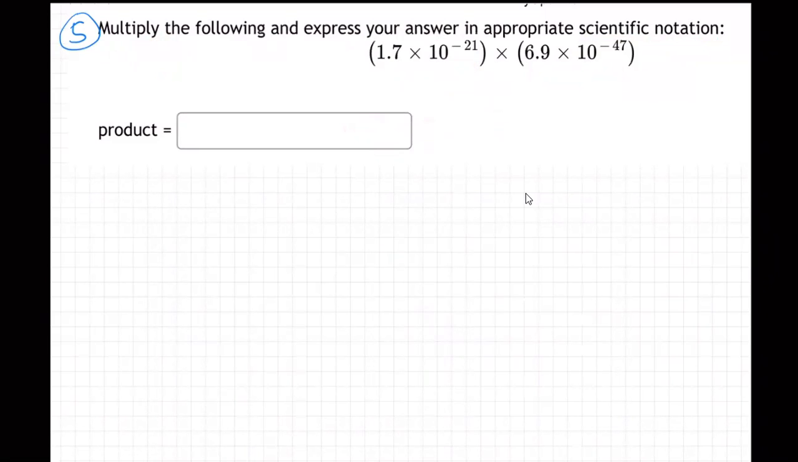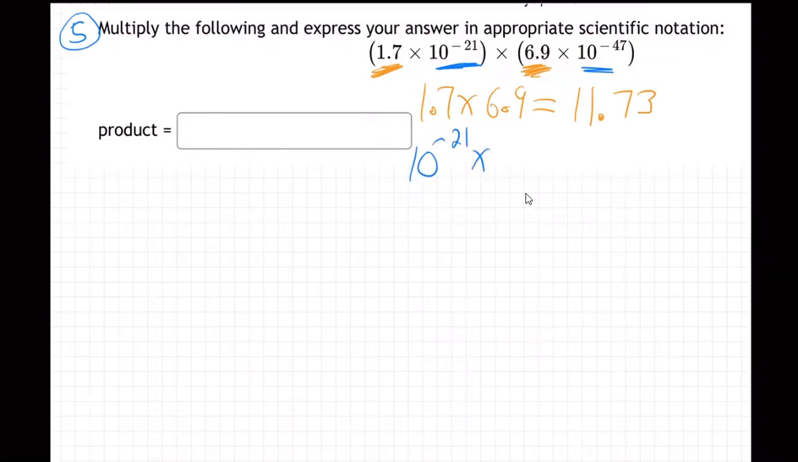Well, I think what you would guess is you just take this number and you multiply by that number, and that's right, because we are multiplying. So let's multiply the numbers in the front. Just grab your calculator, multiply 1.7 times 6.9 or whatever numbers you have in the front. I'm getting 11.73. Okay, and now what are we going to do with these powers? What are we going to do with 10 to the minus 21 times 10 to the minus 47?